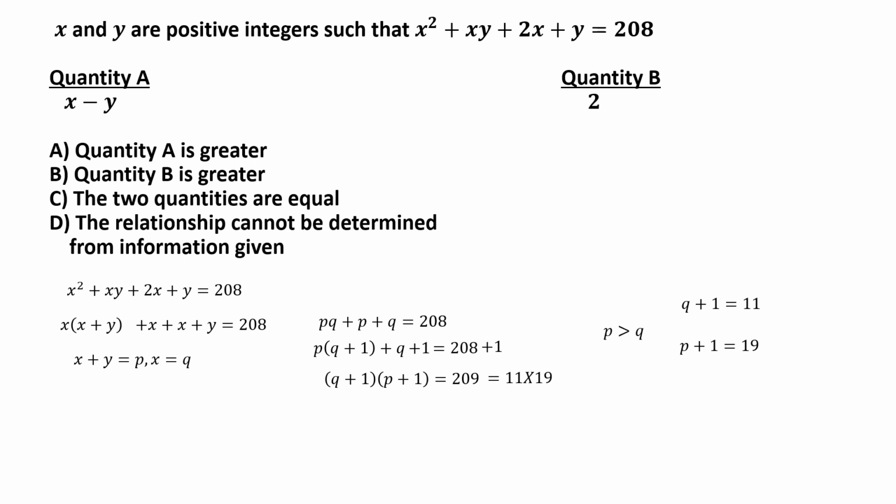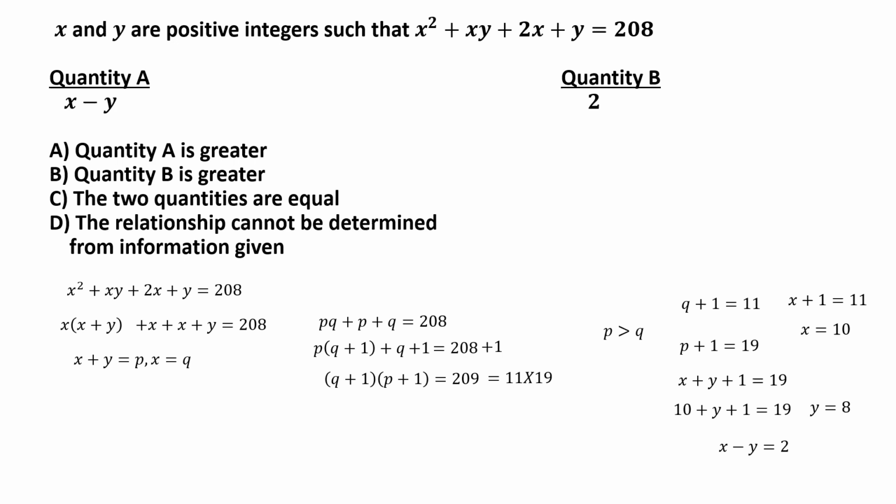And now if we go back to what q was in terms of x, q was simply equal to x, so that was our substitution. So x plus 1 equal to 11, and we get x equal to 10. And going back to what p was in our definition, p was x plus y, so x plus y plus 1 equal to 19. But we've solved for x is equal to 10. So we have 10 plus y plus 1 equal to 19. And if we solve for y, we get y equal to 8.